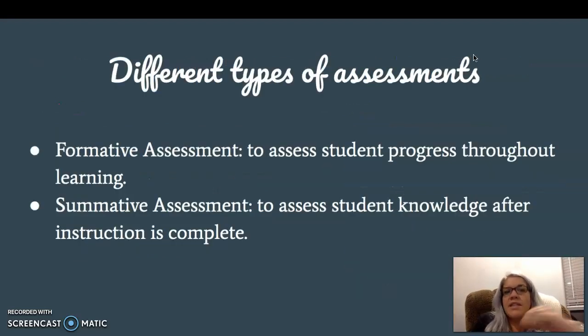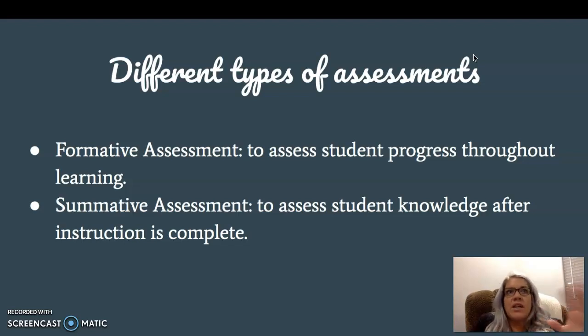Different types of assessments. There's formative assessments and summative assessments. The formative are those assessments that help us to see the student's progress throughout their learning experience. For example, if we have a unit, we might have a couple of quizzes in the unit, and then we might have the big unit test at the end. So those little quizzes throughout the unit are the formative assessments.